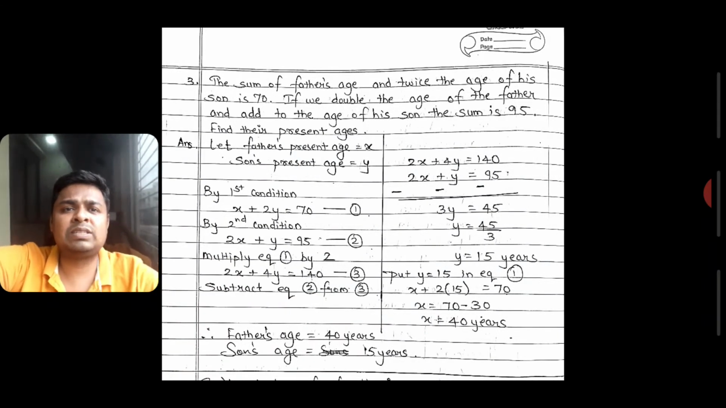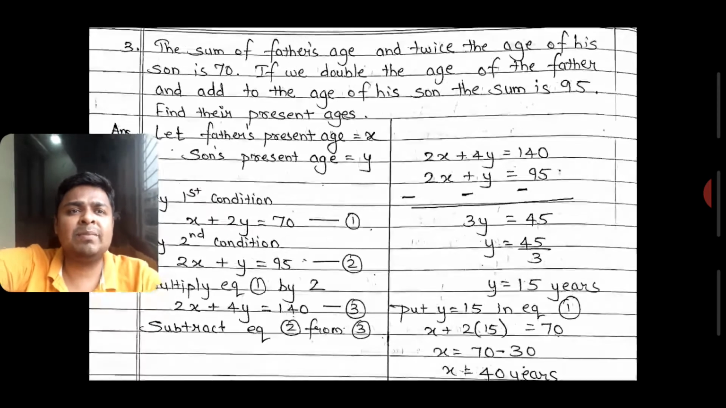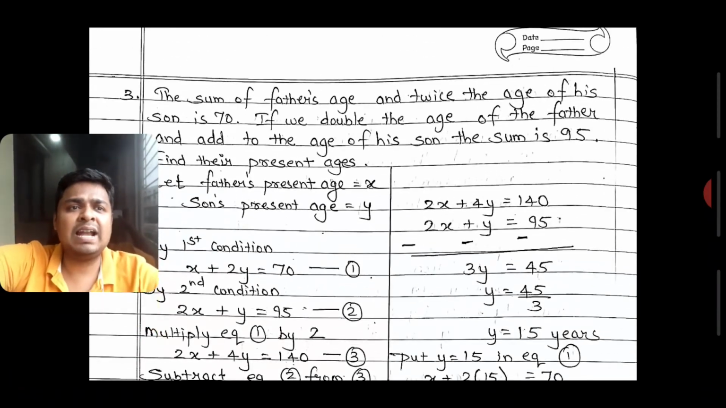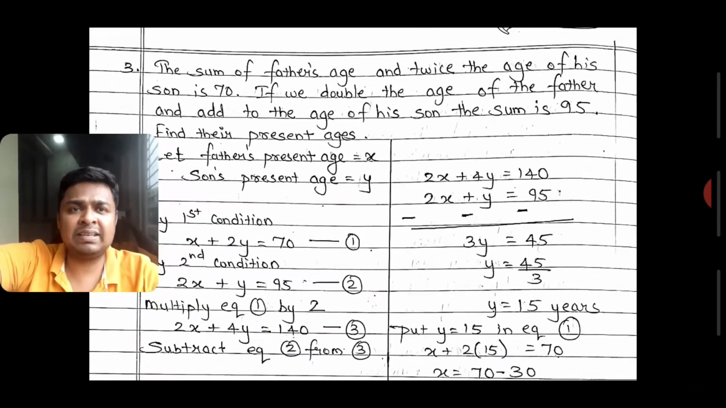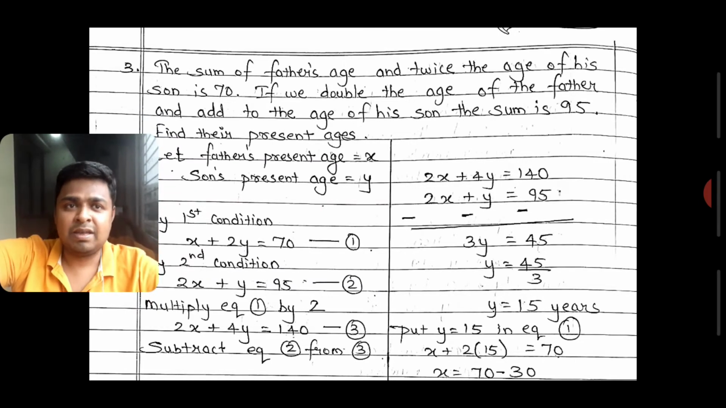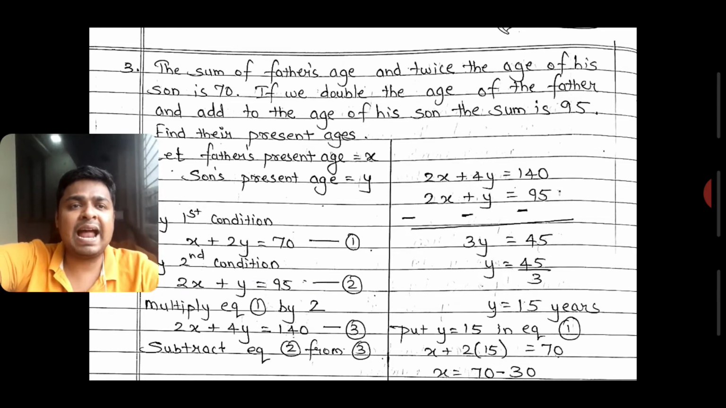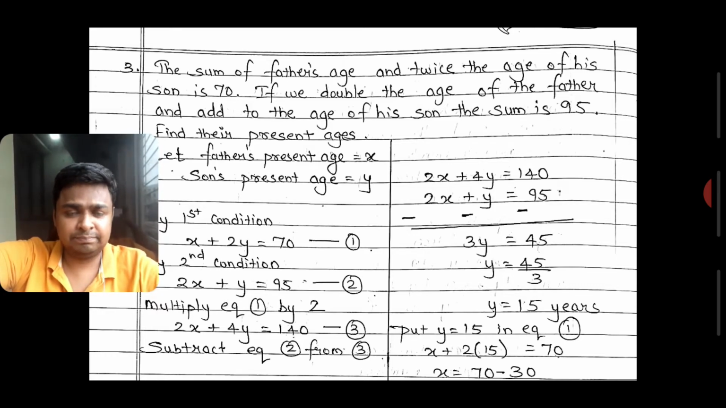Let us go to the next question, that is the sum of father's age and twice the age of his son is 70. Sum means addition, remember. Father's age and twice the age of son is 70. If we double the age of father and add to the age of son, sum is 95. Sum means addition. Now find the present ages.